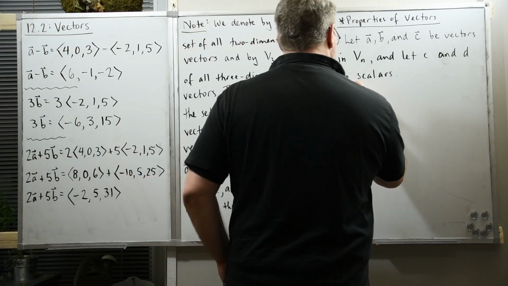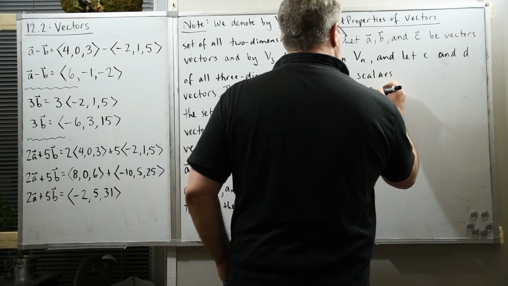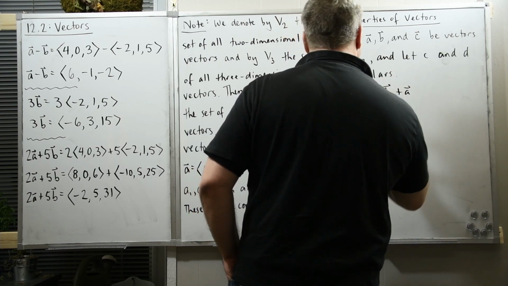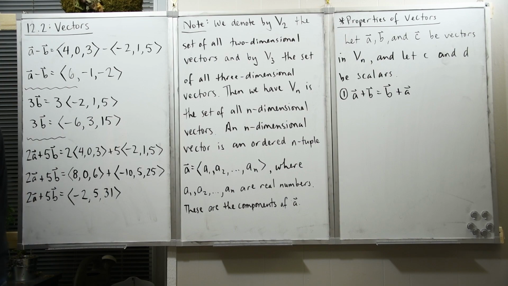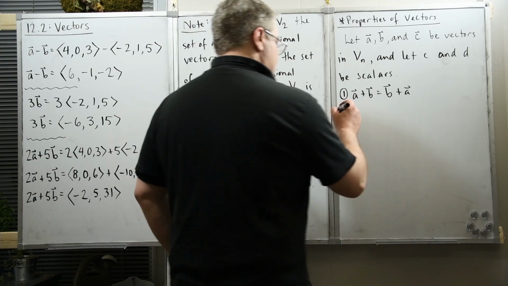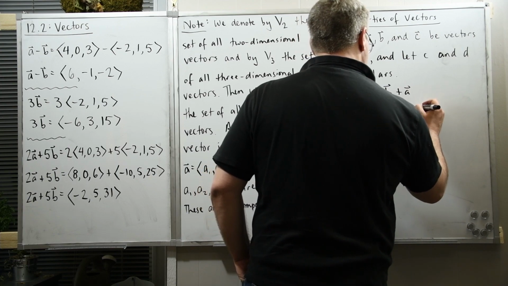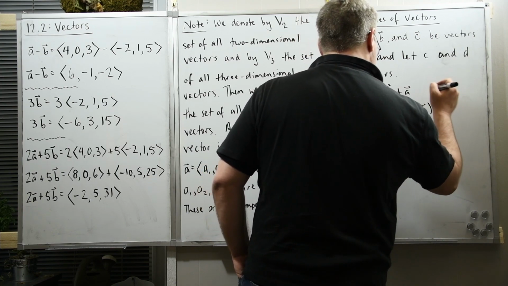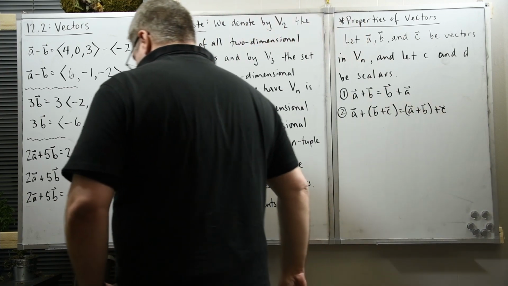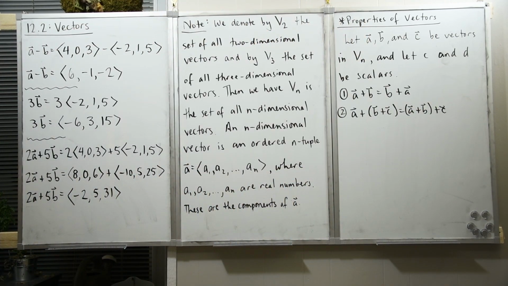Now, first property that we have is A plus B is equal to B plus A. That is, the commutative property holds here. Now we also have the associative property in number 2. So if we have the vectors A, B, and C added together, let's say somebody wants to add B and C first and then add A to that result. Somebody else wants to add A and B first and add C to that result. Well, if they do it right, they're going to get the same thing.